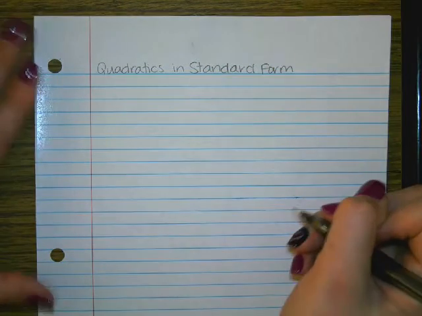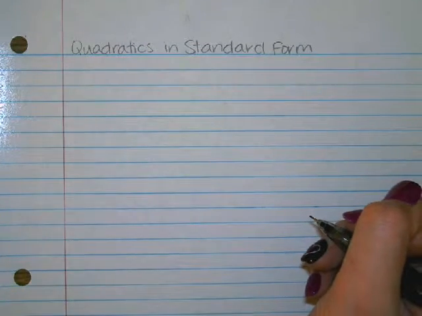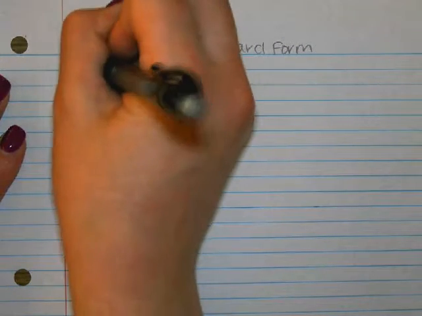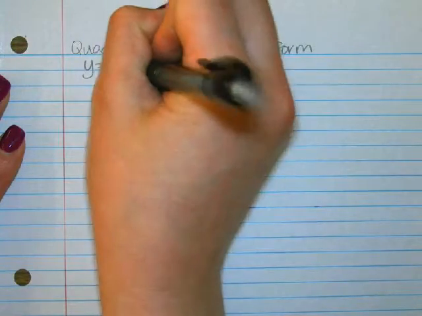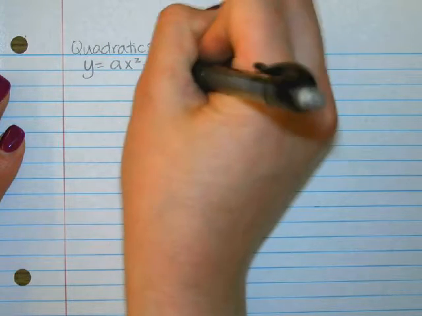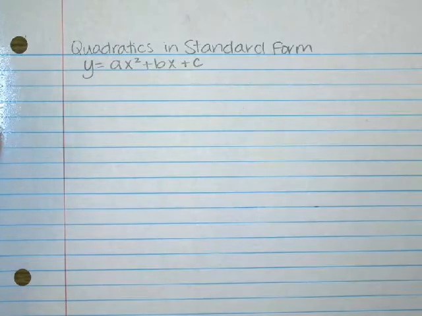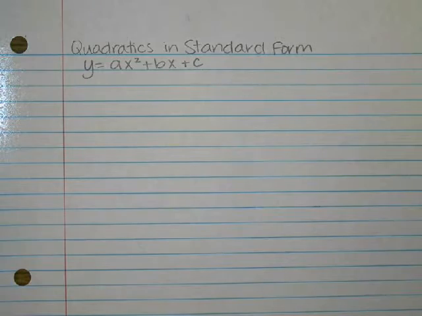And you guys have already seen this, because this is just y equals ax squared plus bx plus c. So we've already been working with standard form a little bit. We've been factoring from this form. We've also done the quadratic formula from this form. So we've worked with it before. We just haven't done things like finding the vertex from it.